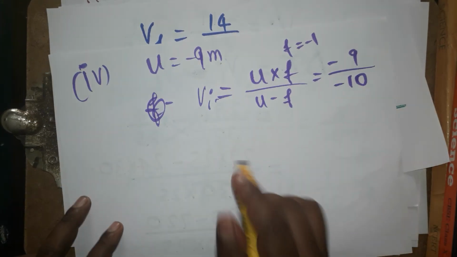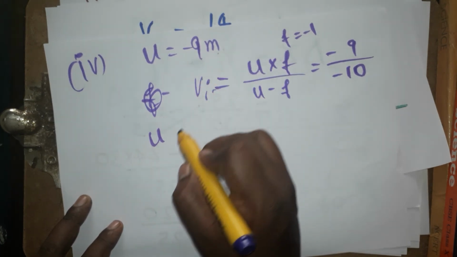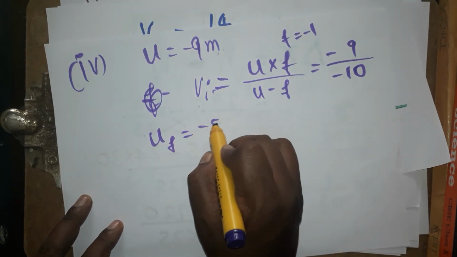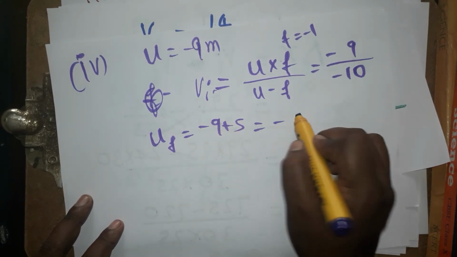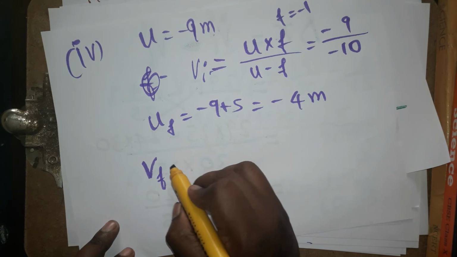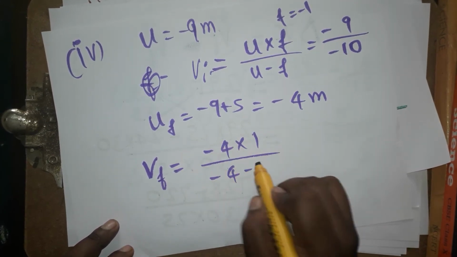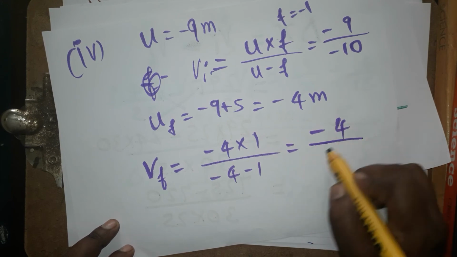I got V initial. So U is initially 9 meter, finally minus 9 plus 5, I will get minus 4 meter. If you want V final, the final image, it is going to be minus 4 into 1 divided by minus 4 into minus 1. So I will get minus 4 divided by minus 5.